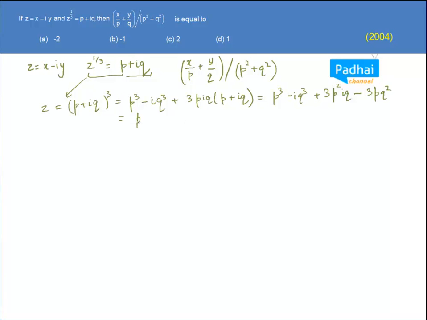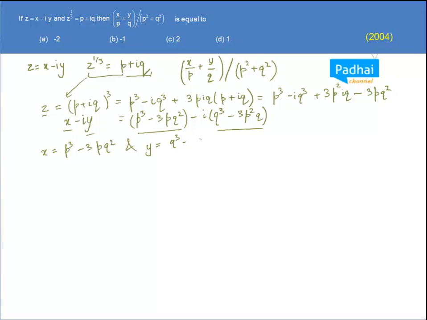If I write it in the fashion that I write the real terms together, this will be p cube minus 3 p q square, and if I take out iota common, minus iota times (q cube minus 3 p square q). Now we know that z is x minus iota y, so equating the real terms and the imaginary terms, x is equal to p cube minus 3 p q square, and y is equal to q cube minus 3 p square q.